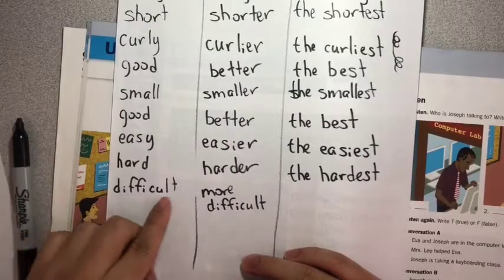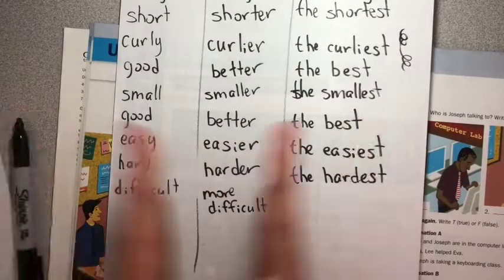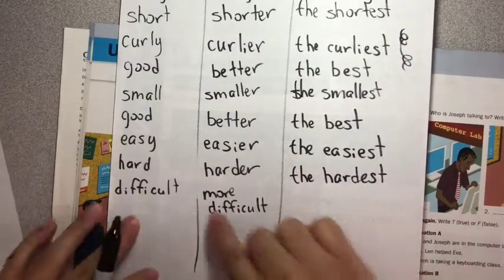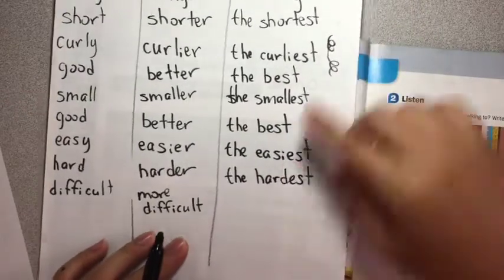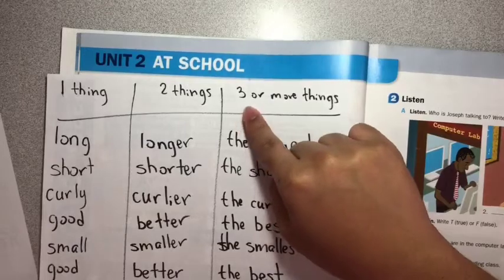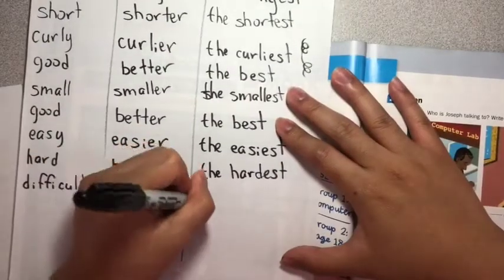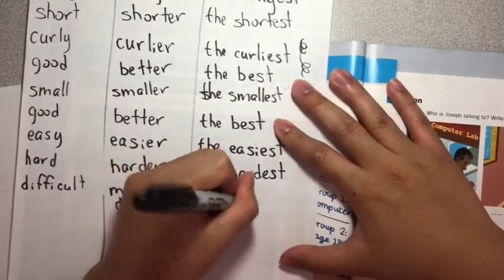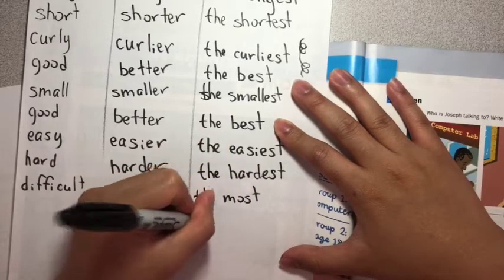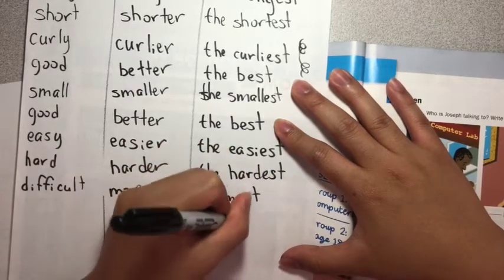We say more difficult because difficult has three syllables. Difficult. So we say more difficult. And when we talk about three or more things, we say the most difficult.